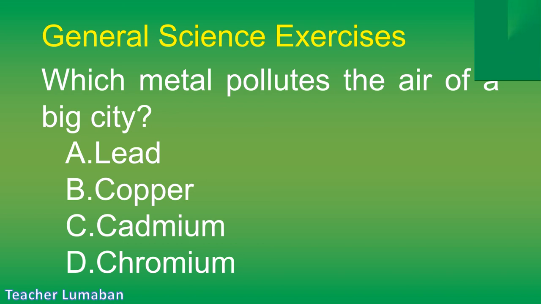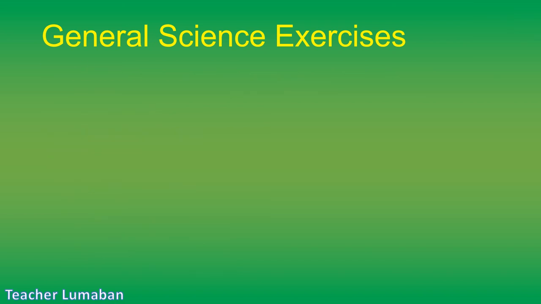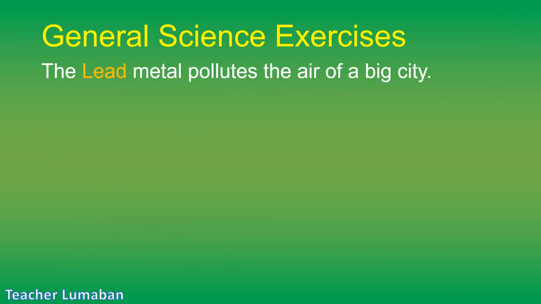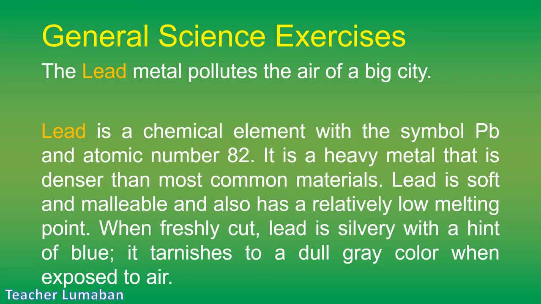The correct answer is letter A, lead. The lead metal pollutes the air of a big city. Lead is a chemical element with the symbol Pb and atomic number 82. It is a heavy metal that is denser than most common materials. Lead is soft and malleable and also has a relatively low melting point. When freshly cut, lead is silvery with a hint of blue. It tarnishes to a dull gray color when exposed to air.